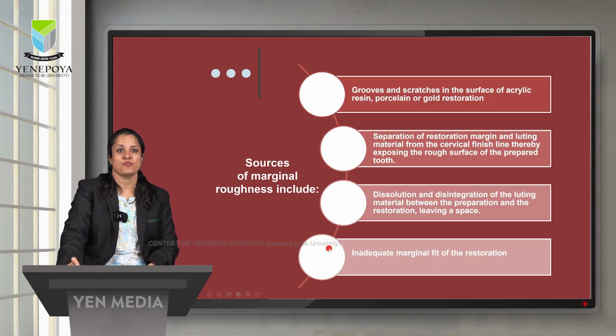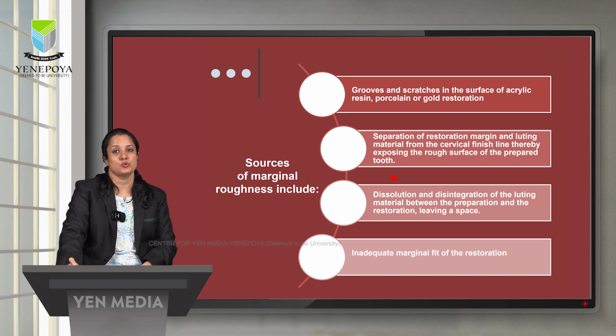And what are the sources of marginal roughness? These include grooves and scratches in the surface of acrylic resin, porcelain or gold restoration, separation of restoration margin and luting material from the cervical finish line, thereby exposing the rough surface of the prepared tooth, dissolution and disintegration of the luting material between the preparation and the restoration, leaving a space, and inadequate marginal fit of the restoration. So these are the causes for marginal roughness.